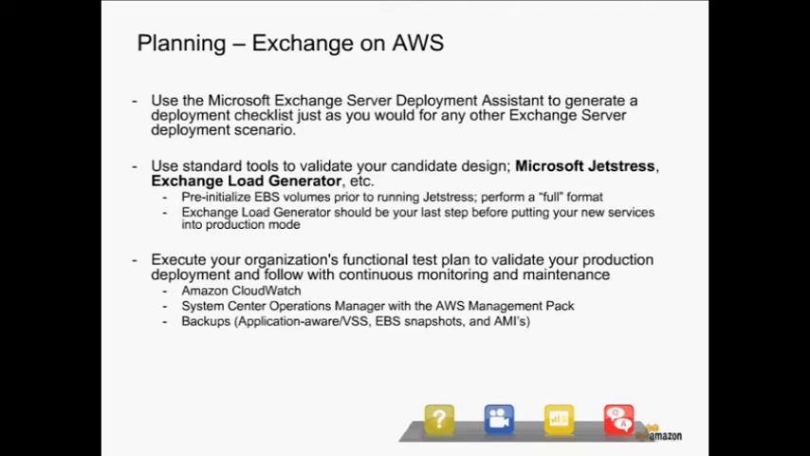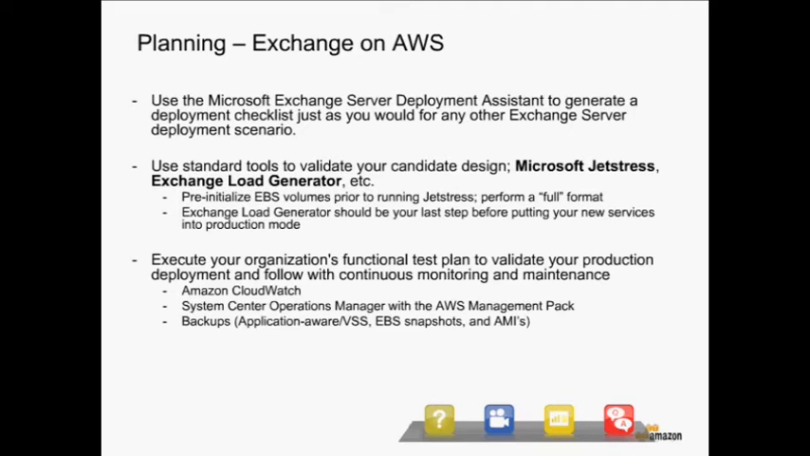You would use the Exchange Load Generator as your last step, after you have all of your Exchange role services configured, to validate that your client access and your message transport are going to meet your service level requirements. And then you would execute your organization's functional test plan to validate your production deployment and follow up with continuous monitoring and maintenance using something like either Amazon CloudWatch or an application-intelligent tool such as Microsoft System Center Operations Manager with the AWS Management Pack.